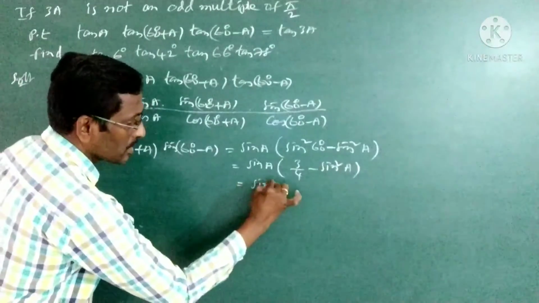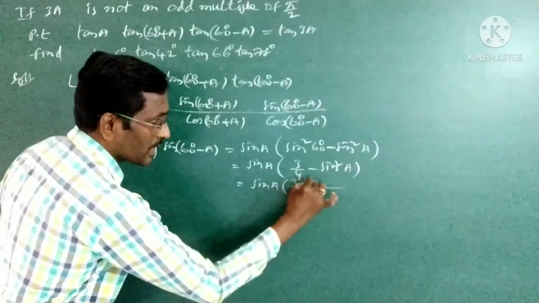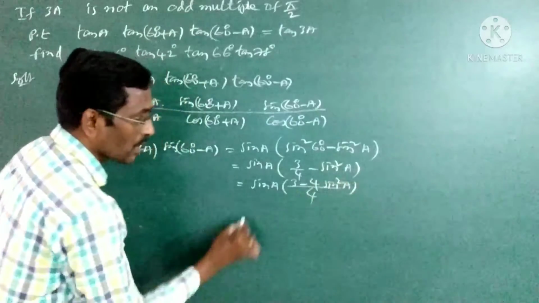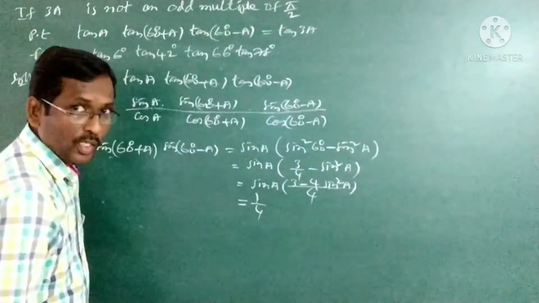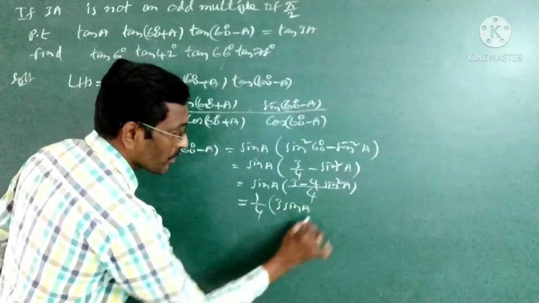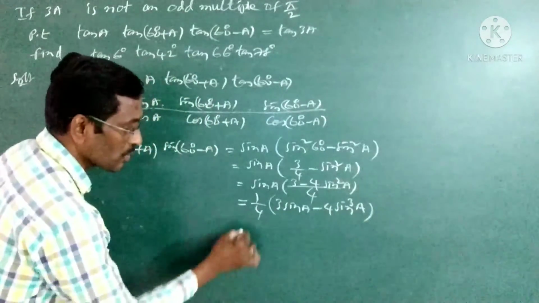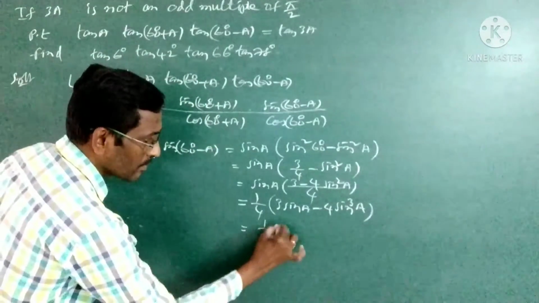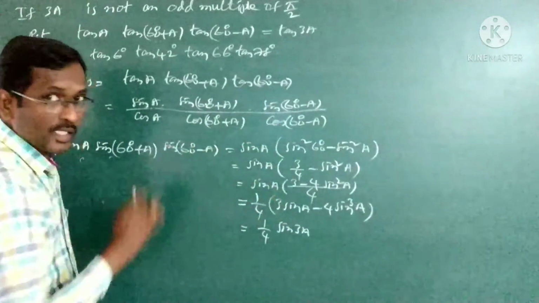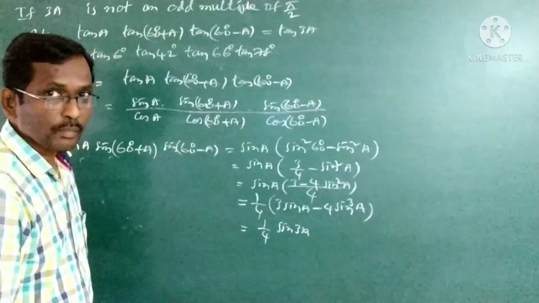Once again sin a, taking the LCM, 4 is the LCM. After that, 3 minus 4 sin square a. Now write the final result: 1 by 4 of sin a multiplied by what is inside, it is 3 sin a minus 4 sin cube a. So what is this? It is the sin 3a formula. It means the numerator result is this. Similarly, find the denominator result, meaning take the cos function and prove the result again.